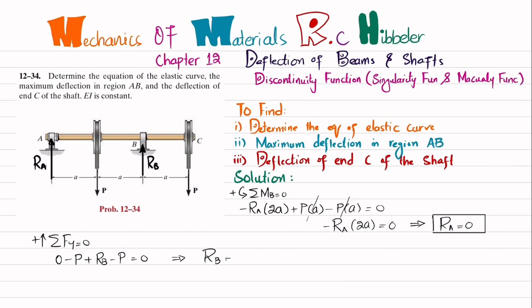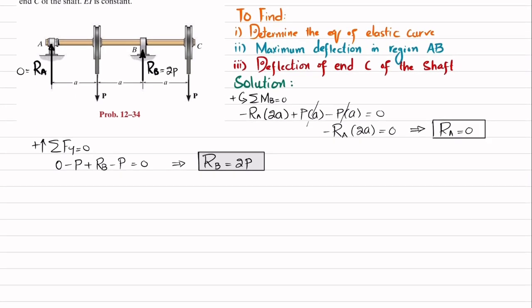Now we have RA and RB, so we will move towards the singularity function in order to determine the equation of moment. So I will write singularity function. Why do we use singularity function? Because for finding the equation of elastic curve we use the equation EI d squared v over dx squared is equal to moment. So by using this function we will find the equation of moments in order to determine the equation of elastic curve.